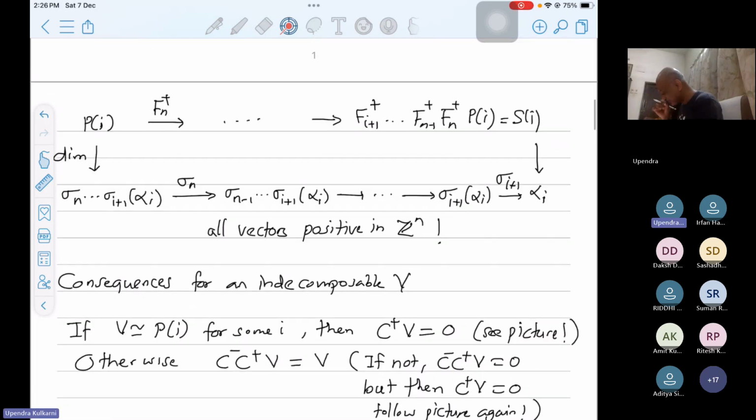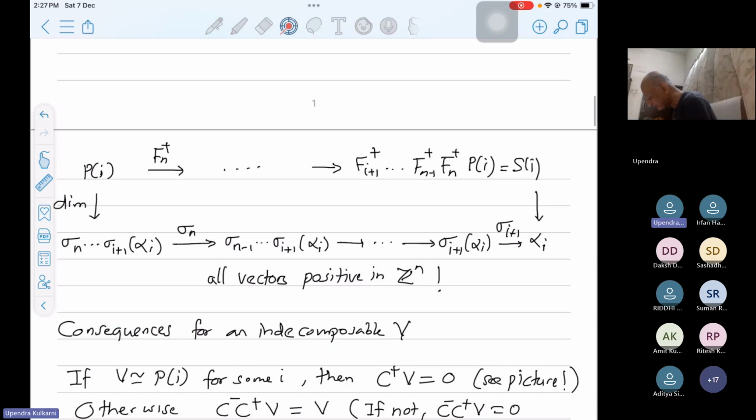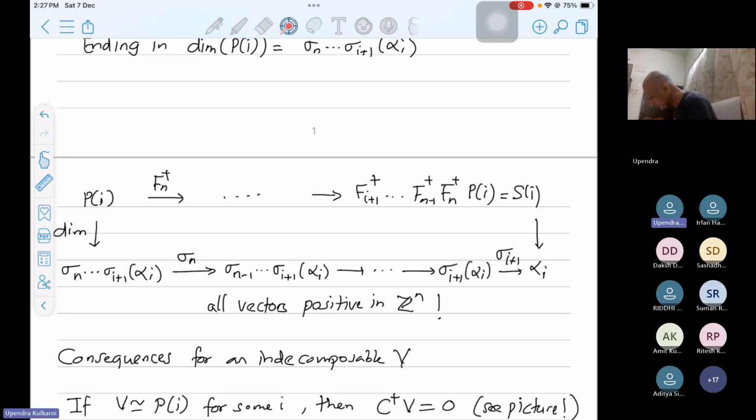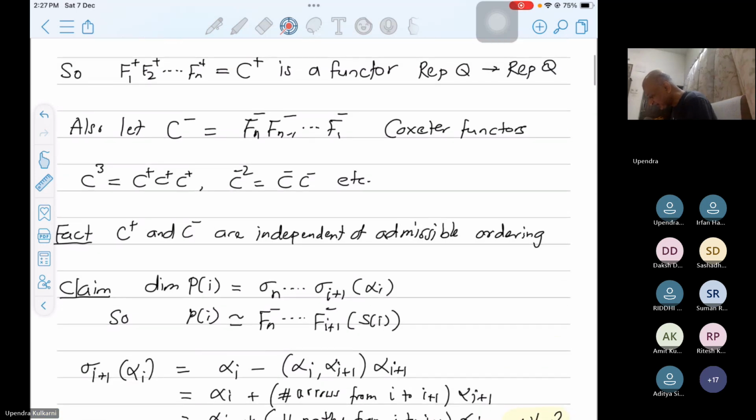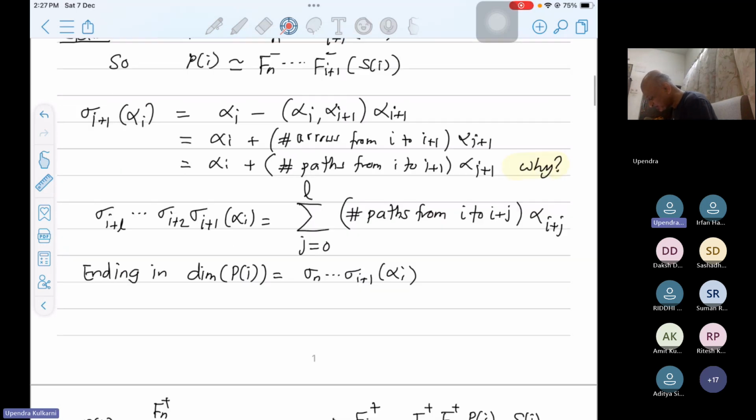So what are the consequences for an arbitrary indecomposable? I start with an arbitrary indecomposable representation. I claim that if it is one of these projectives Pi, then if I apply C plus to it, I just die. But look, it's all in the picture. What does applying C plus mean? Remember, C plus is just F1 plus F2 plus up to Fn plus. That means I first apply Fn plus and then work my way backwards all the way up to F1 plus. So let's see what happens.